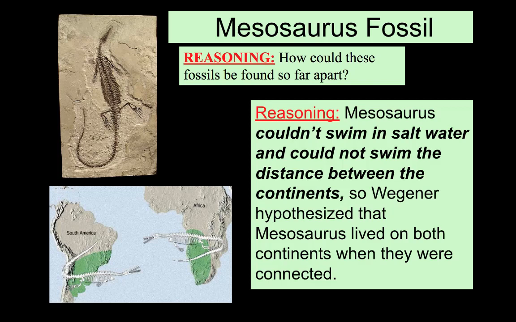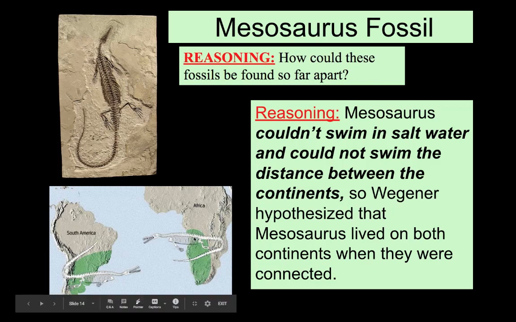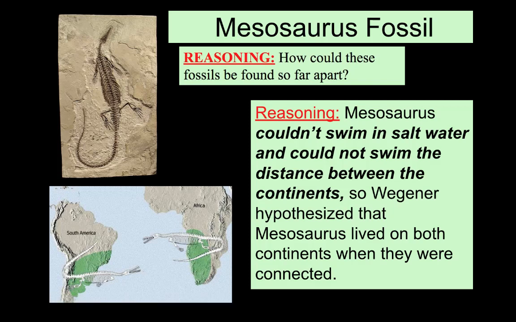Now, what's so significant about finding these fossils in South America and Africa? Well, the distance between South America and Africa is 3,000 miles, and in between South America and Africa is the Atlantic Ocean. The ocean is salt water. So Wegener would reason and argue that Mesosaurus couldn't possibly swim in the salt water and couldn't even swim the distance between the continents. So he used this as evidence to support his idea that South America and Africa definitely had to be connected.